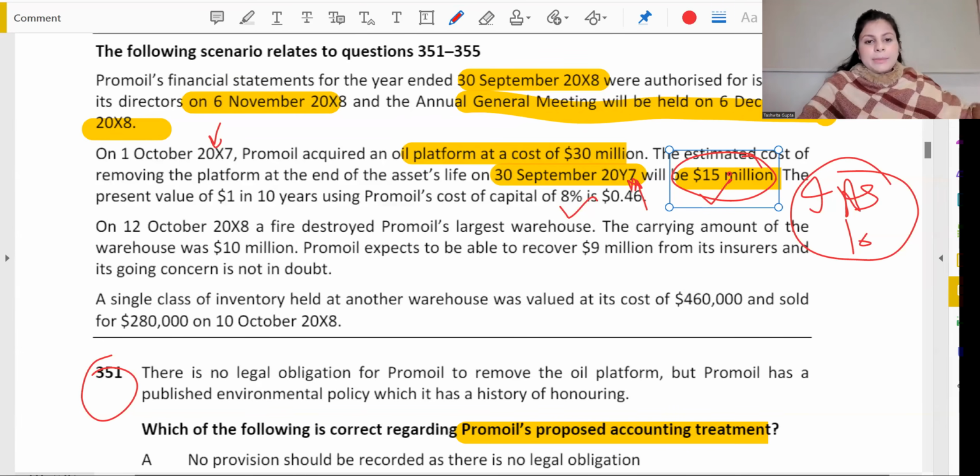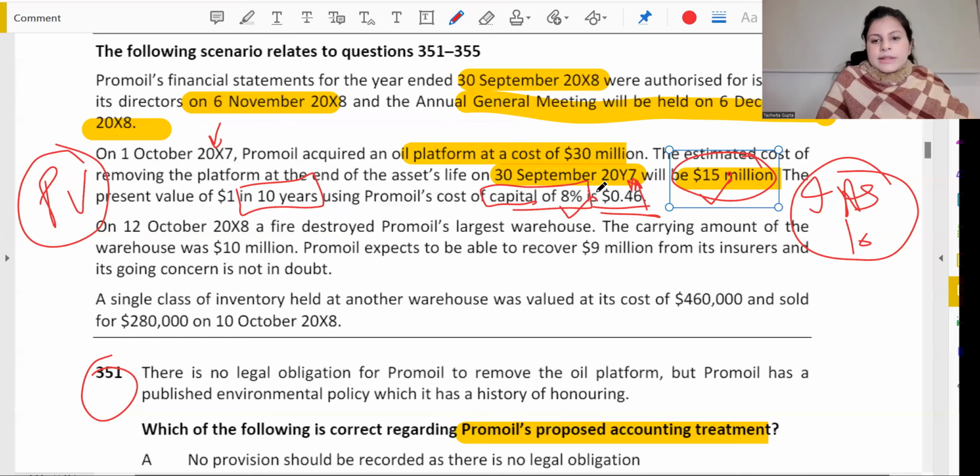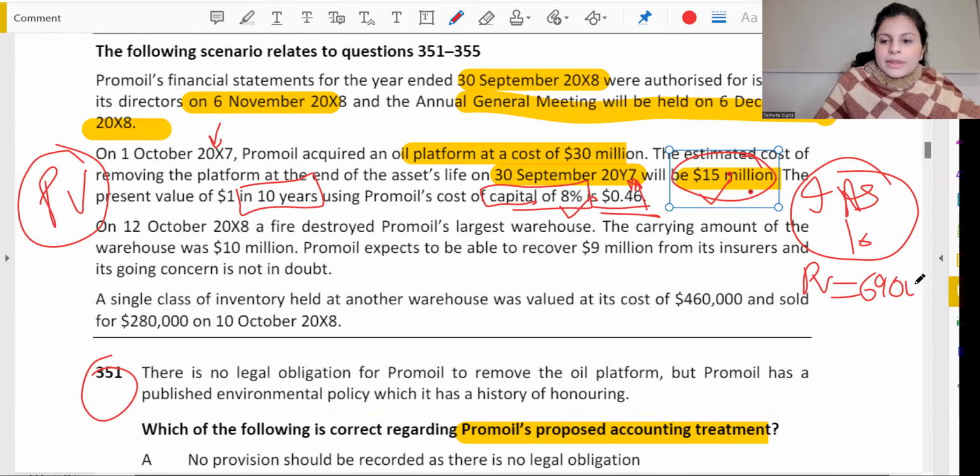There's a difference of a decade. 10 years are there. So I need to calculate the present value over here. Come on, calculate the present value of 15 million. Discounting factor, cost of capital is given to you as 8%. For 10 years, the factor is 0.46. Multiply 15 with 0.46: 6,900. Very good. So my present value to be capitalized is 6,900.